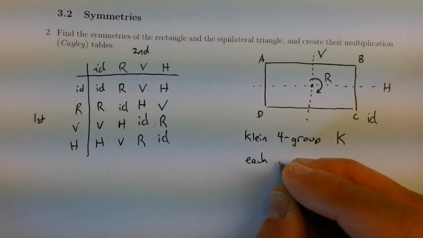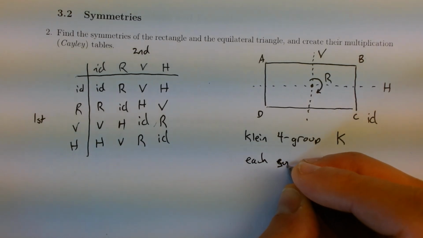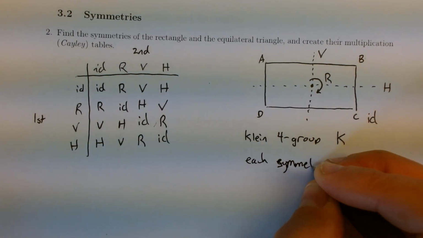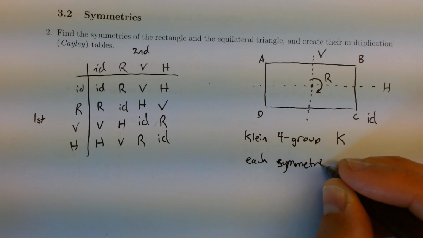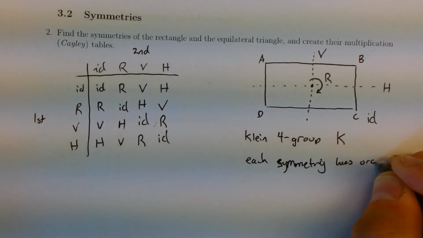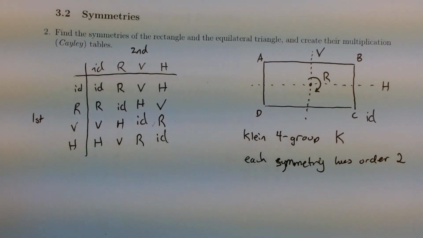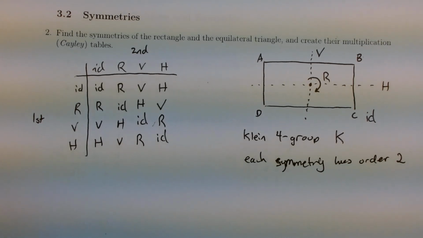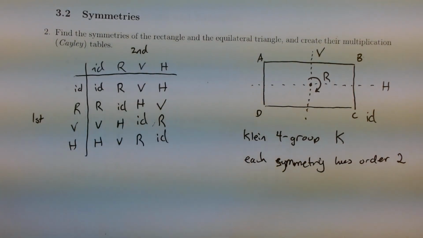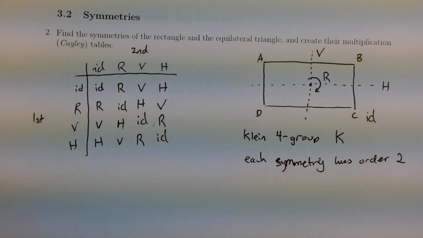So each symmetry has order 2. What does order mean here? Well, just how many times you have to do it over and over again, or how many times you have to repeat it to get back to the identity. And notice in each case, if you repeat it, you get back to the identity. So it has order 2.